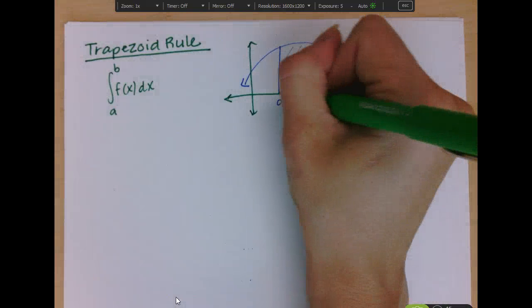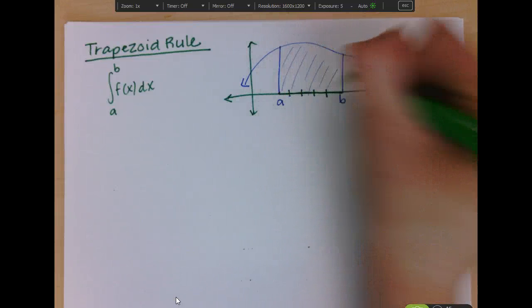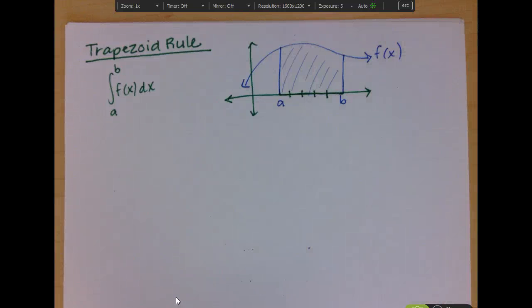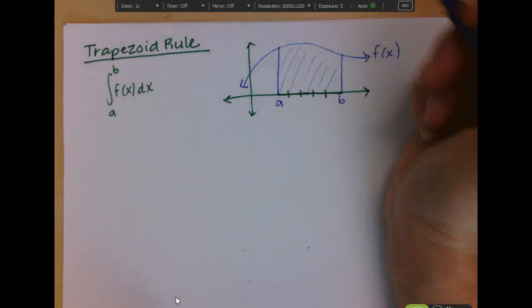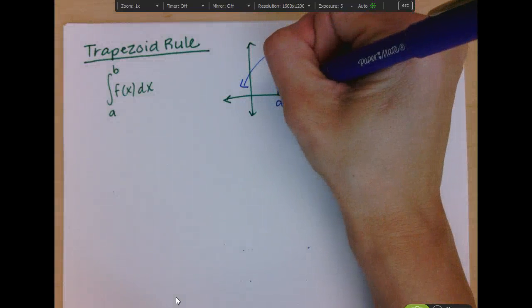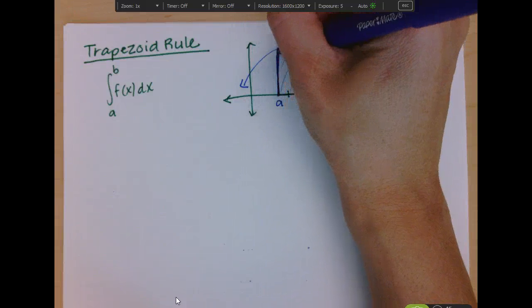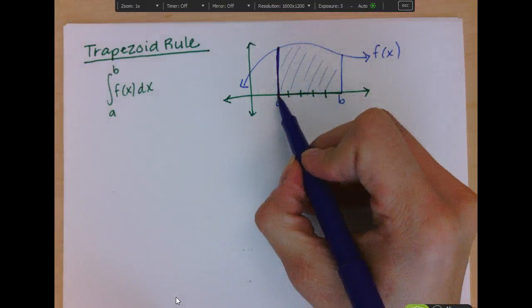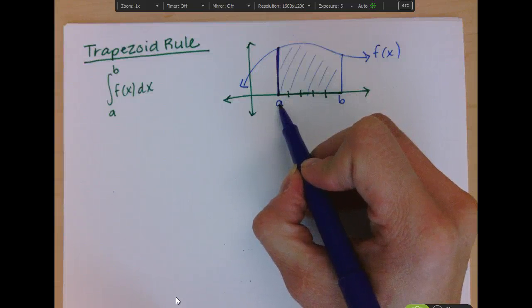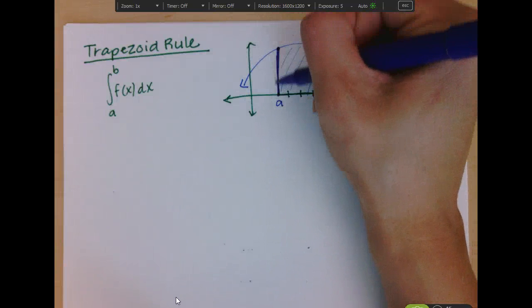So I'm going to take my interval from a to b and divide it into n equally spaced subintervals. But you're going to see that when I create these subinterval geometric shapes, I'm going to get a trapezoid in each one with the trapezoid rule. So what's going to happen is that I'm going to look at the y value that corresponds to a on the x-axis. And that's going to give me some length.